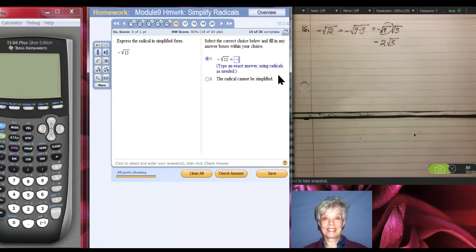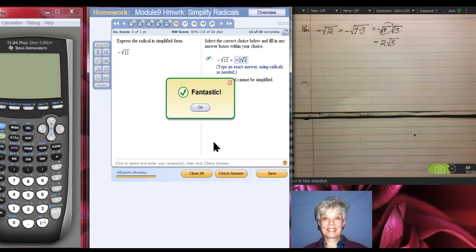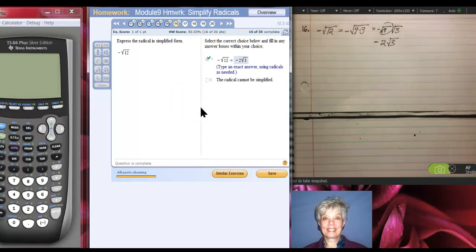So let's see, negative 2, square root, 3. Check answer. Okay.